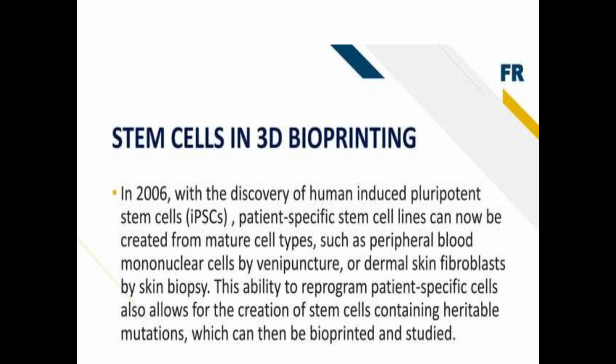The patient-specific stem cell lines are now created from mature cell types such as peripheral blood mononuclear cells by venipuncture and skin fibroblasts by skin biopsy. We have the ability to reprogram the patient-specific cells, allowing us to create stem cells that contain heritable mutations. The problem in reprogramming our cells is that mutation is the major issue when we reprogram. It should not create such problems, so we must be very cautious in reprogramming the particular cell, which can be bioprinted and studied.